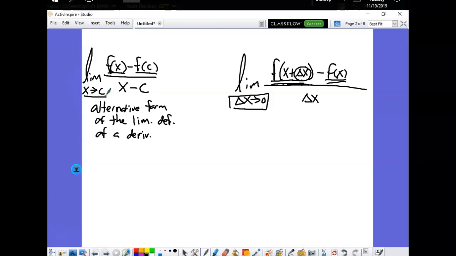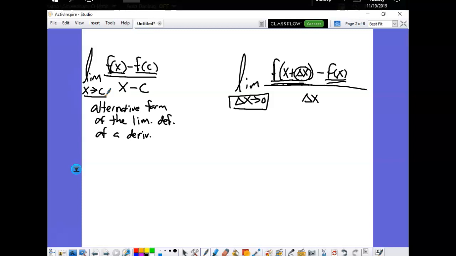They're just defining it differently. It's kind of like if I were talking about my sister: I call her my sister and she calls me her brother. We're talking about the same relationship here, right? It's just from different perspectives. Same thing. Here you're letting the distance go to 0. Here you're letting x approach c, but they're both accomplishing the same purpose.